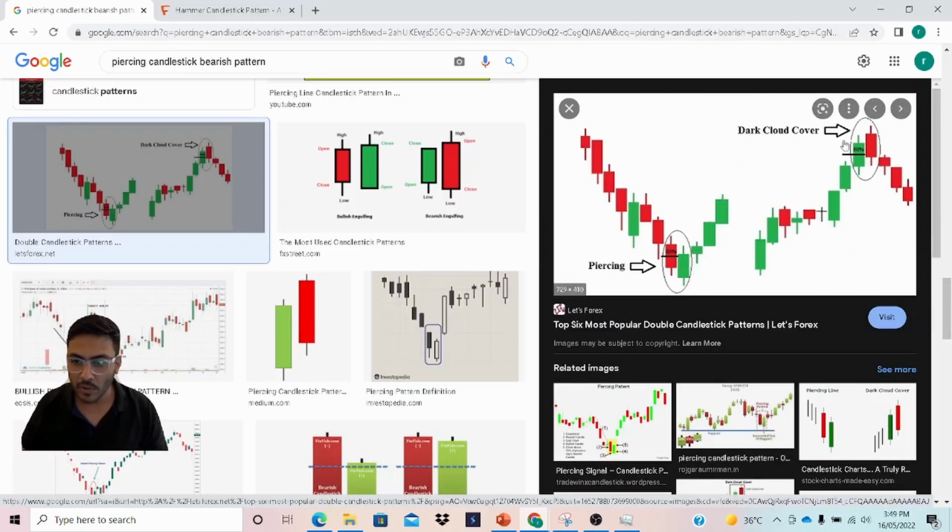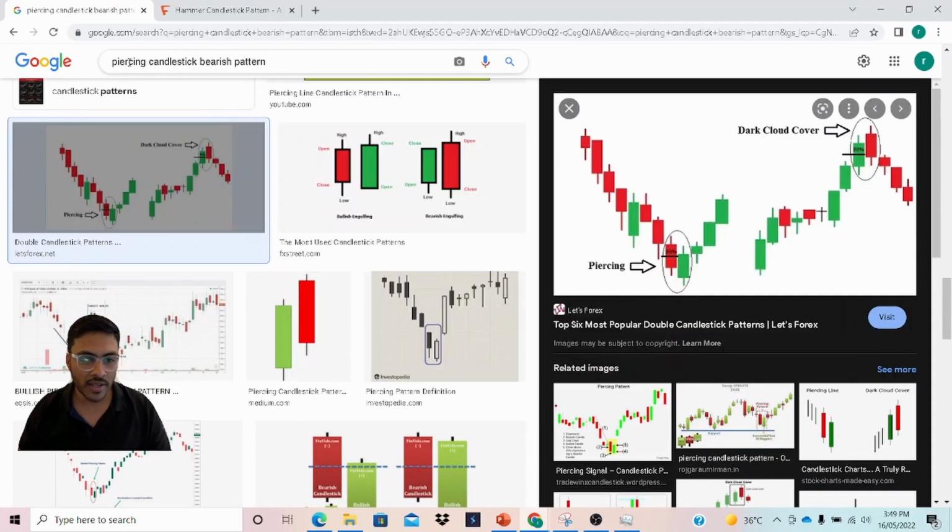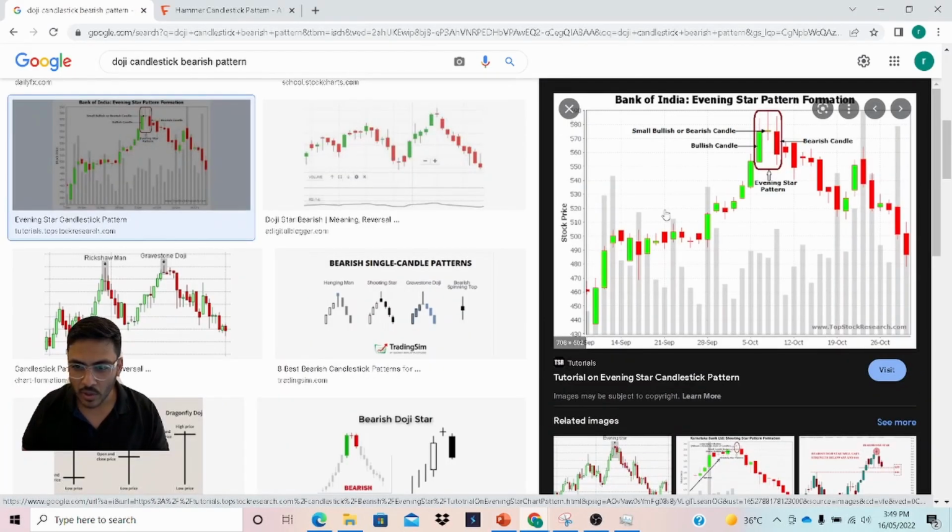If you look over here, there's a green candle, and then next day there's a gap up opening, and the market closes at around below the 50% half body level of the previous candle. So this is piercing. It's also called dark cloud cover. Just to avoid confusion, you can call it piercing. And then doji. So you have upward trend over here, a doji, and then next day red candle as a confirmation and then declining of the prices.